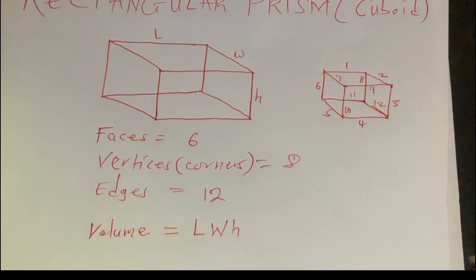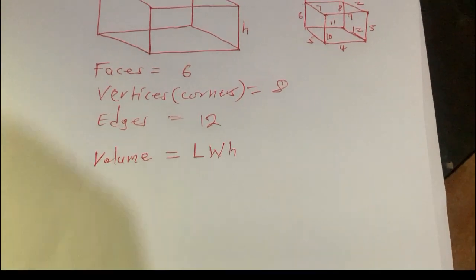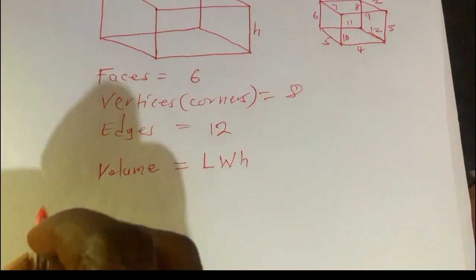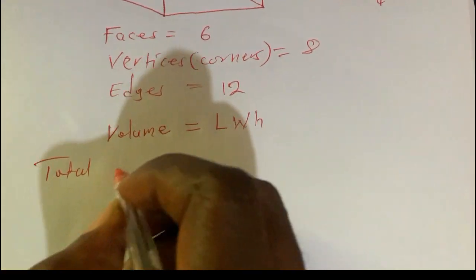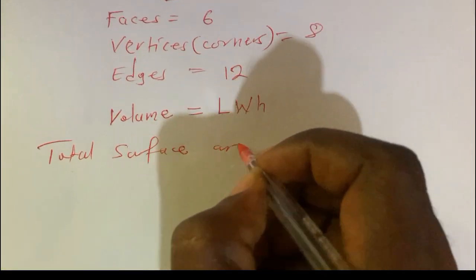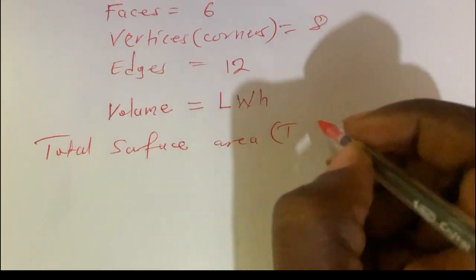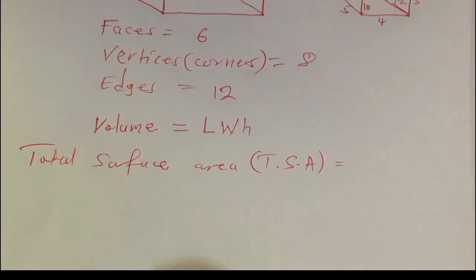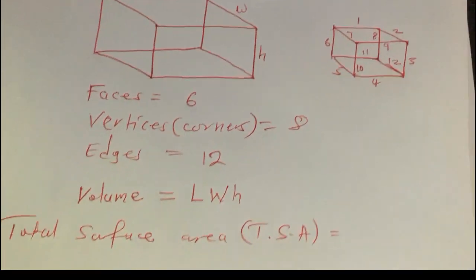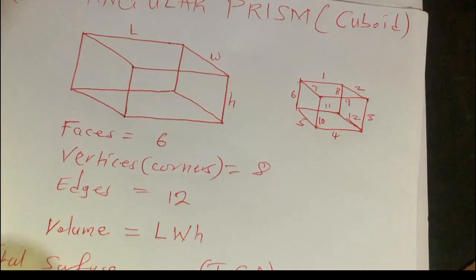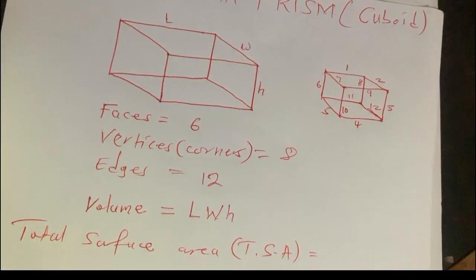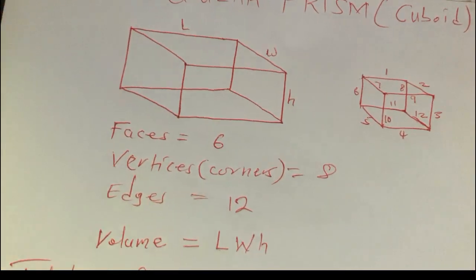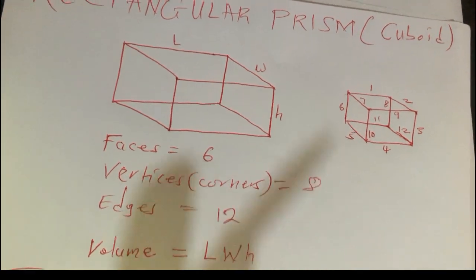Now let's also talk about the area. For 3D shapes, we have total surface area, and we also have curved surface area. Let us talk about the total surface area. The acronym for the total surface area is TSA. The total surface area of a rectangular prism is obtained by considering all the faces of the rectangular prism. When I look at each of the faces of the rectangular prism, it is considered as a rectangle, right?